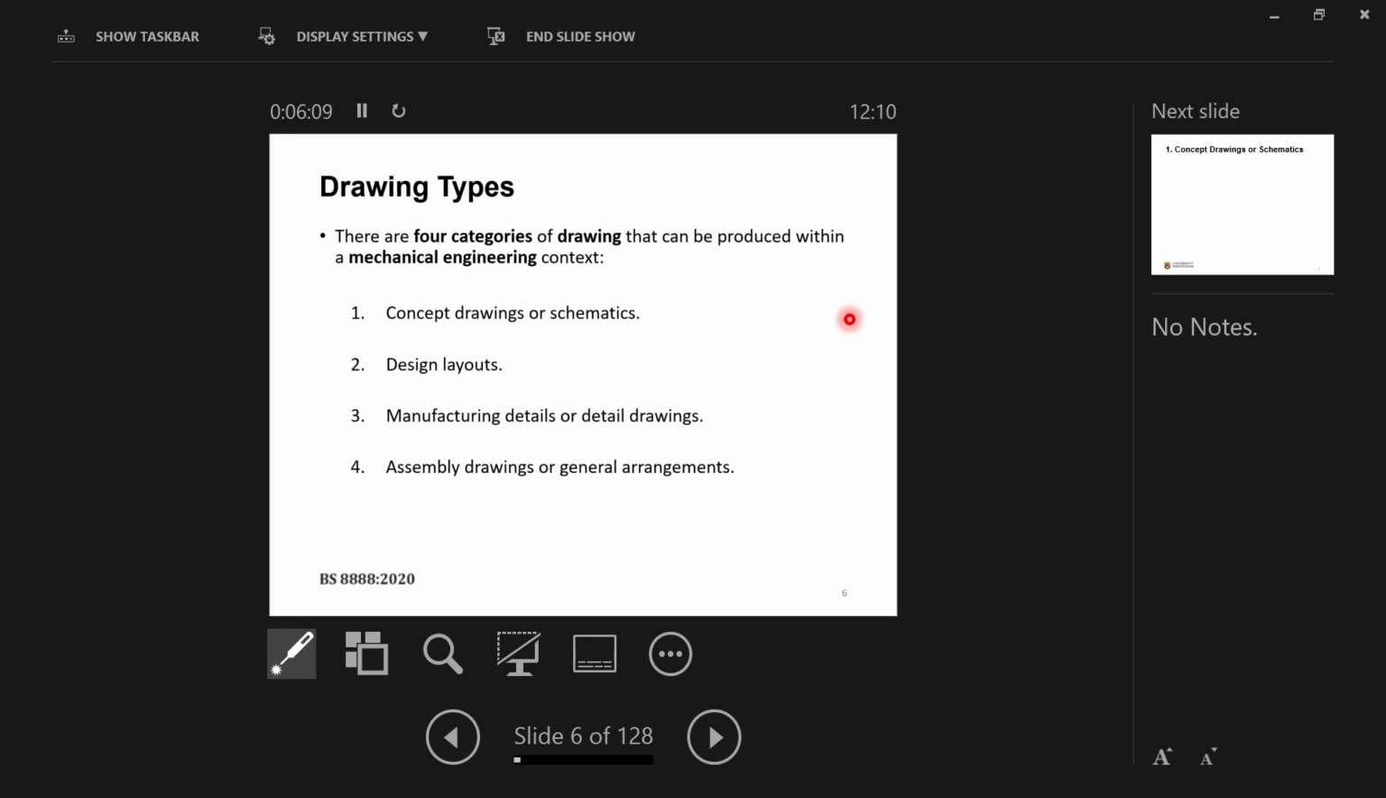And the last category is the assembly drawings. If, for example, you produce or manufacture some parts, in the end, in order to have a proper function, we need to put these parts together so that they function and they do the job that they are intended or designed to do.